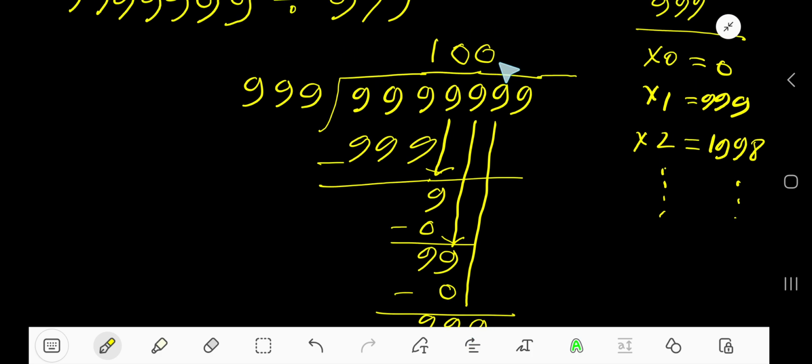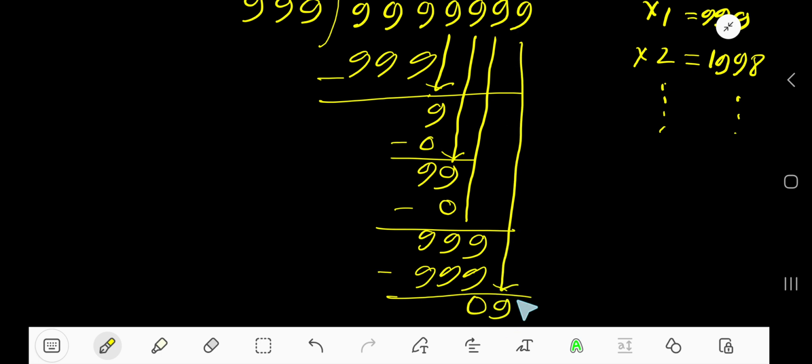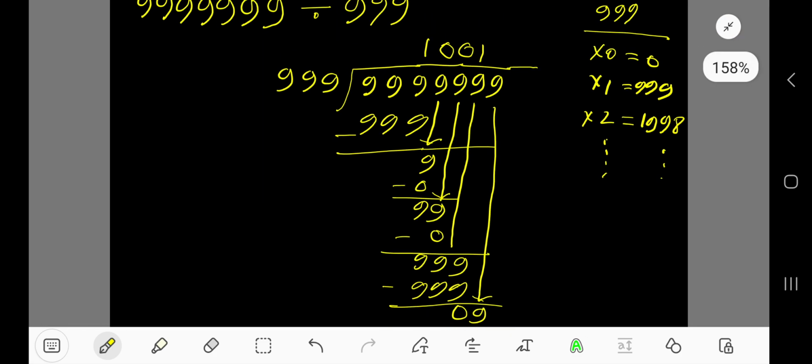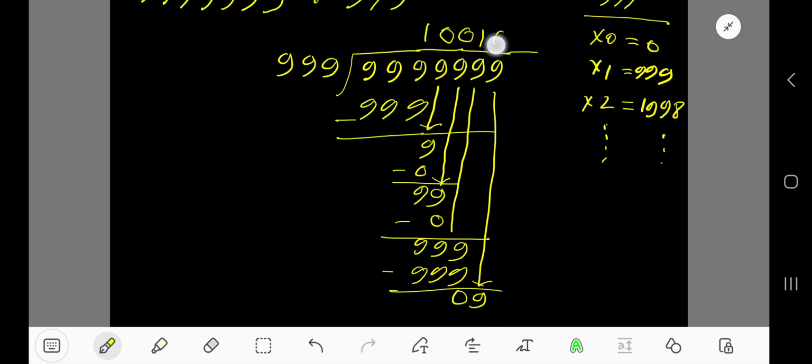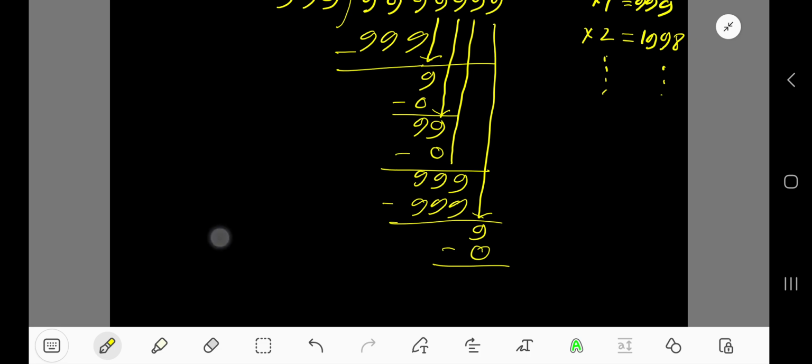1 times. 1 times 999 equal to 999. Subtract, you are getting 0. Bring down this 9. Now we have 09. So 999 goes into 09 how many times? 0 times. 0 times 999 means 0. If you subtract, you are getting 9.